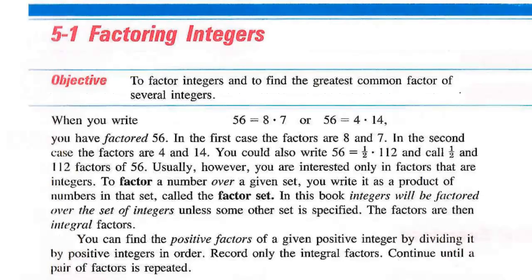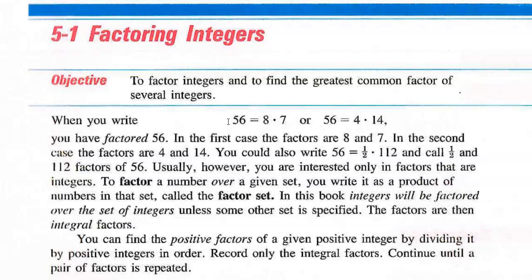So you're in your Chapter 5 textbook today, the first section, and taking a look at the first paragraph, we can find out what it means to factor an integer. It gives us an example, 56 equals 8 times 7. And then it also says 56 is equal to 4 times 14. There are other pairs of numbers that multiply together to make 56. Those numbers that multiply to make 56 are called factors of 56.